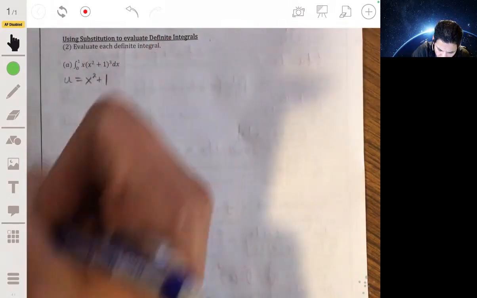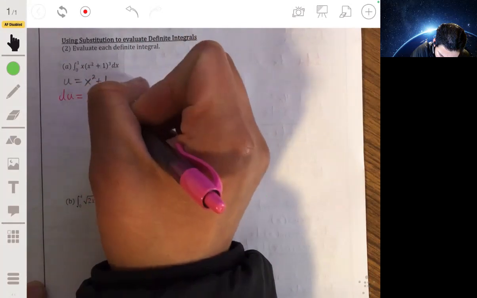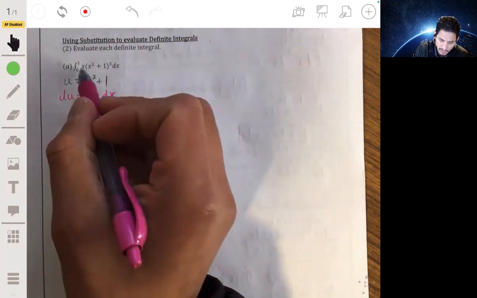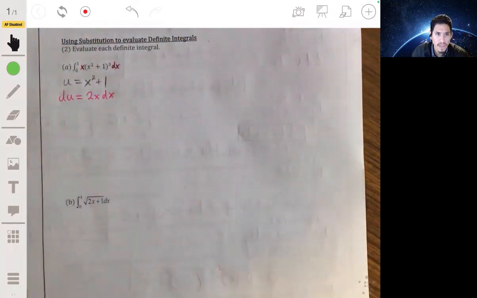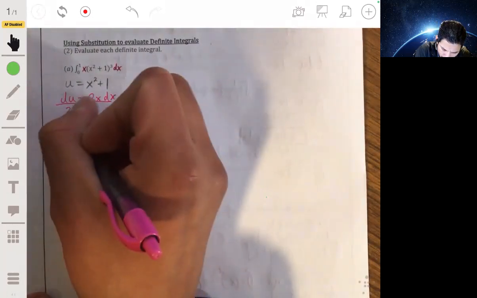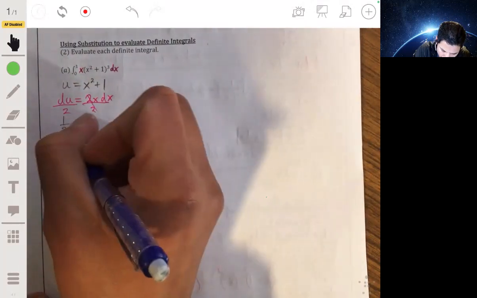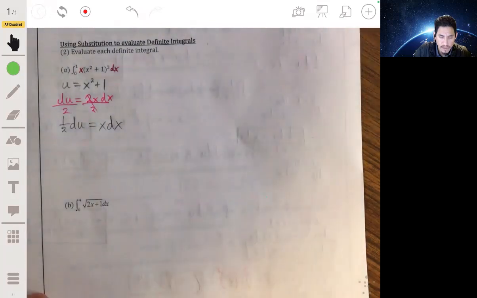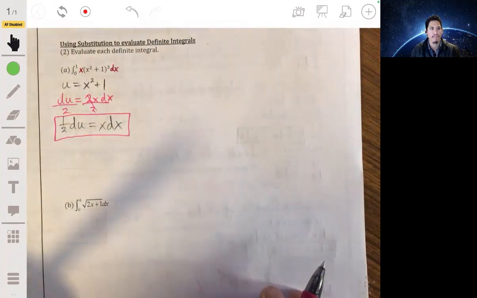And that means du will be 2x dx. We don't have a 2x dx, but we have an x dx. And so we're going to divide this by 2. And that'll give us that 1/2 du will be equal to our x dx. Not sure why I switched back to pencil. It should stay in the pink pen.